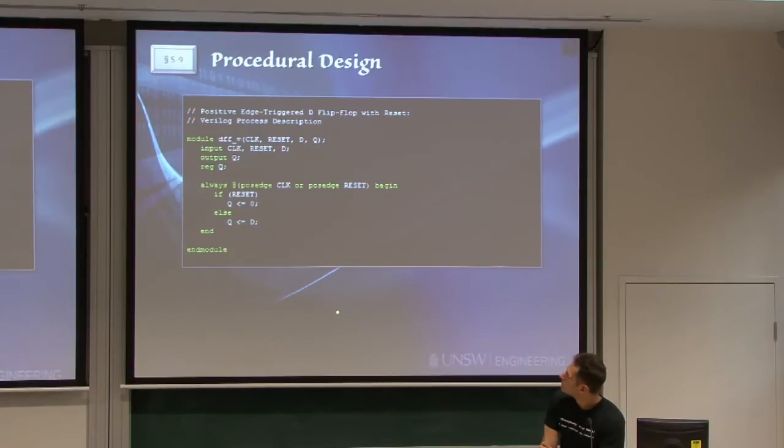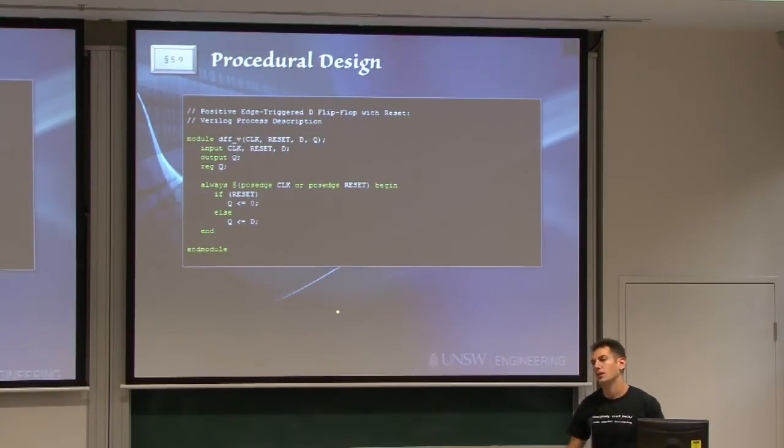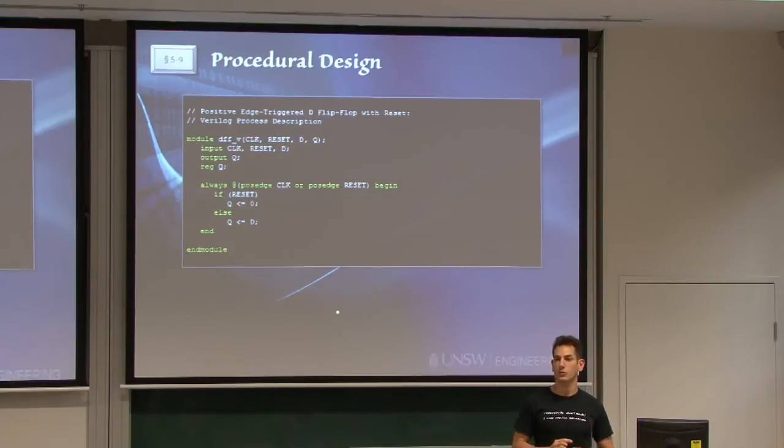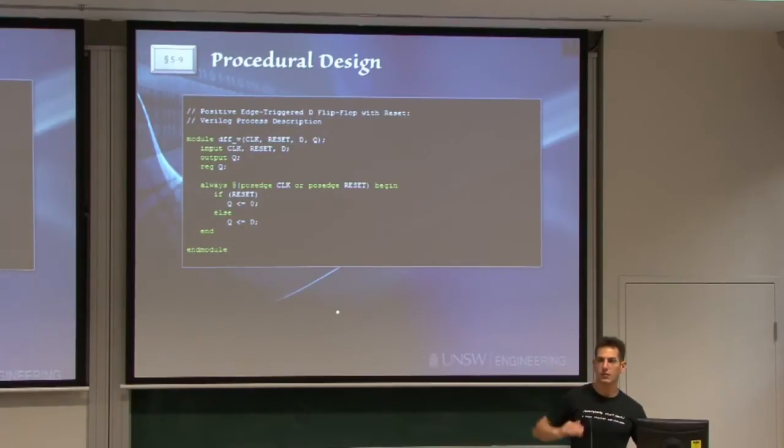So I will leave the example running over there, and I will go through what procedural design actually means. Just to begin with, the way a procedural design is different from concurrent design is that here things will start running in sequence, just like you expect a C program to do. So one line after the other in a sequence.